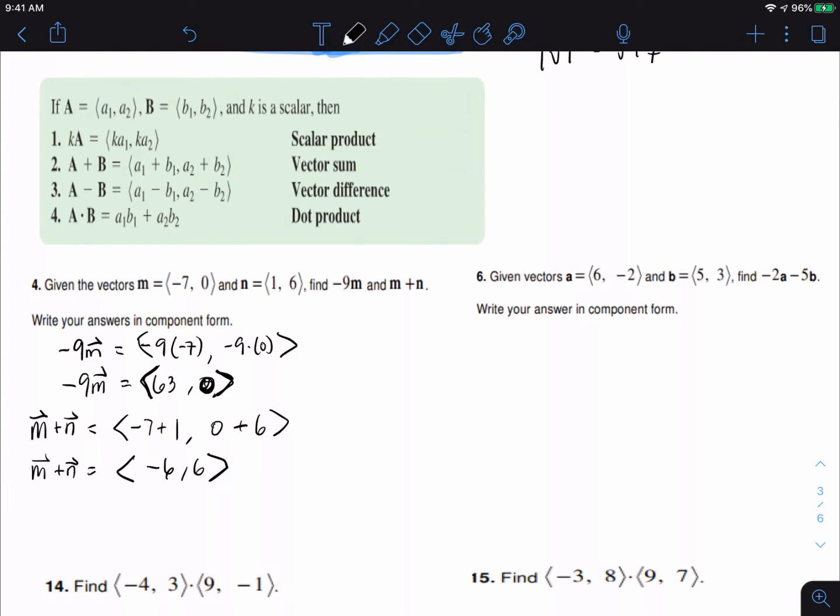The next one they're giving us is negative 2a minus 5b. So the way that I would do this is I would find out what each one is first. So I'm going to get a negative 12, comma, 4, and then negative 5b, let's not forget the vector notation, is going to be a negative 30, comma, 10. Are you guys okay with how I got those two vectors?